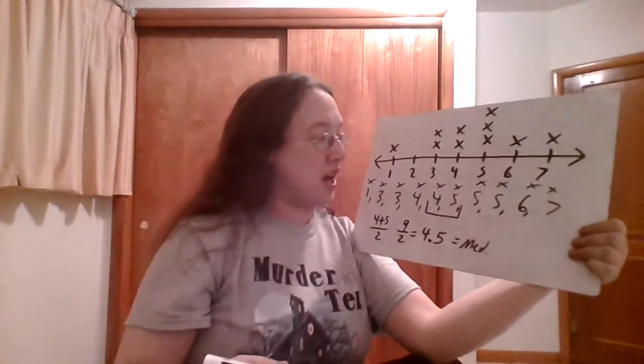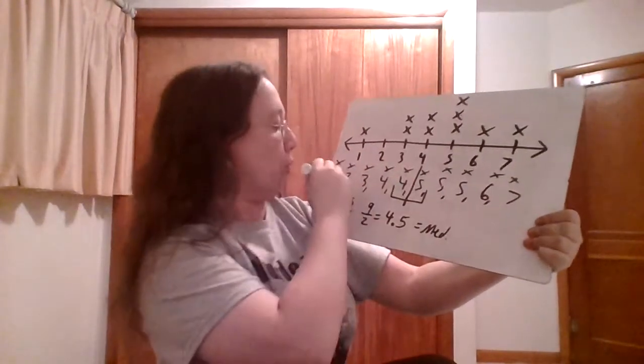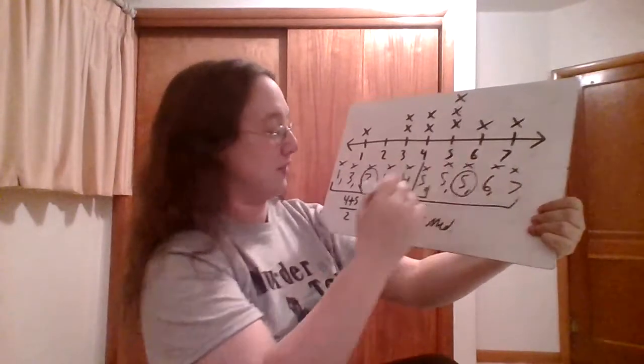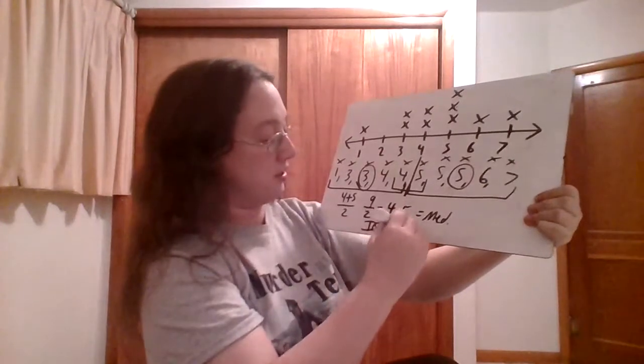And then we want our interquartile range. So we're going to split it at our median. Right in the middle of these is 3. Right in the middle of these is 5. 5 minus 3 is 2. So our interquartile range is 2.